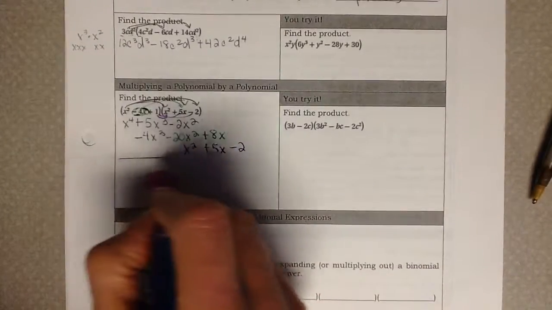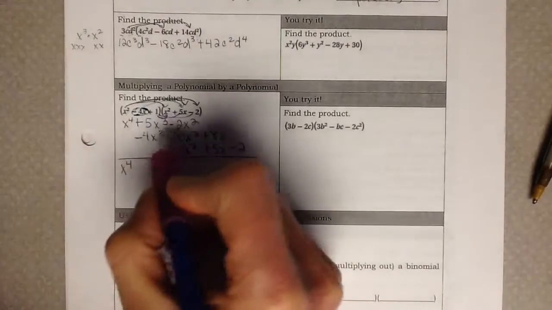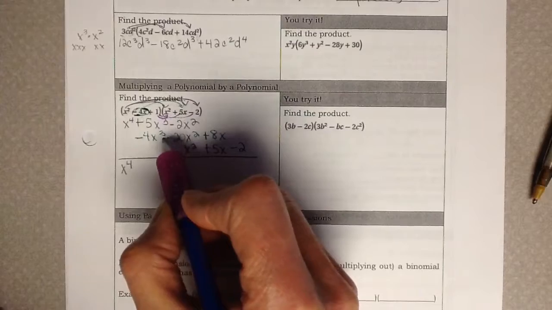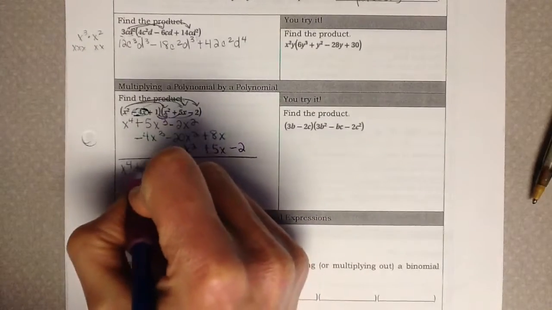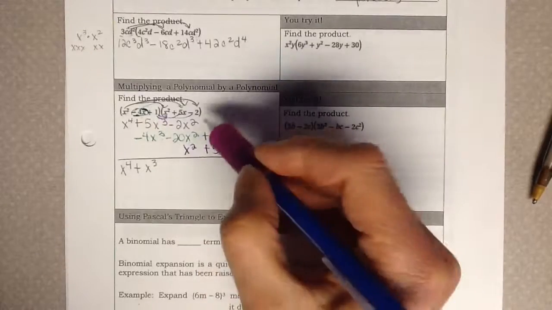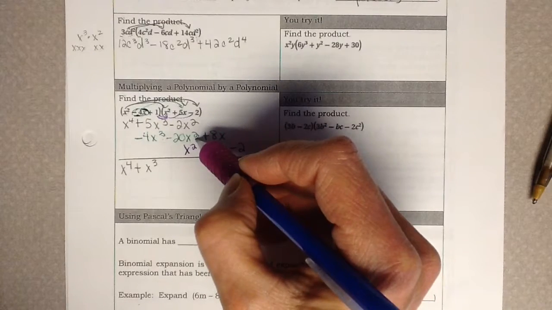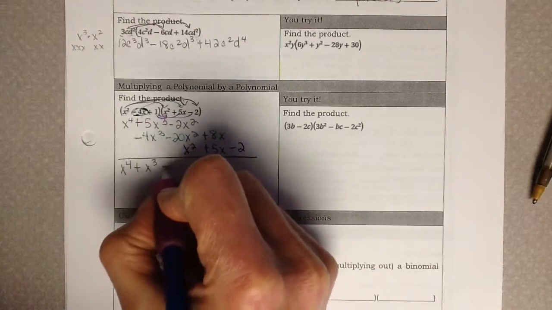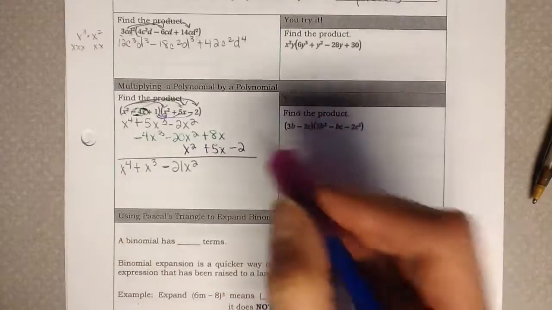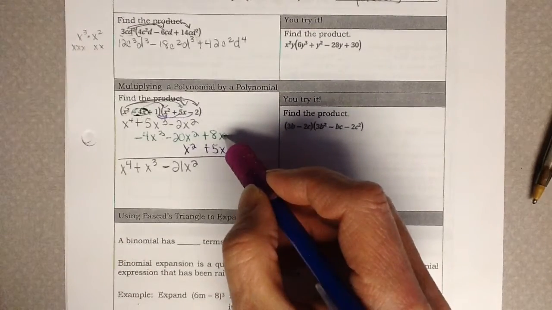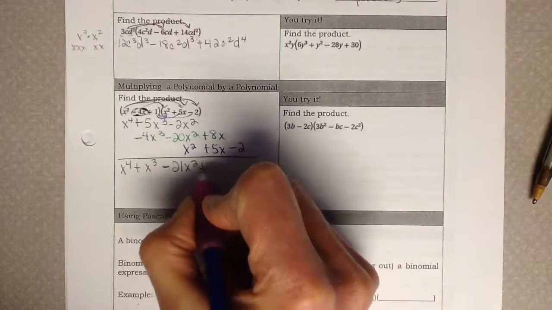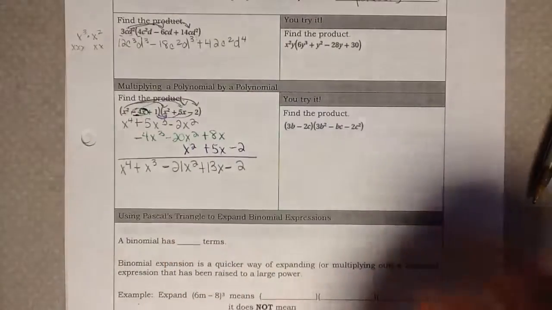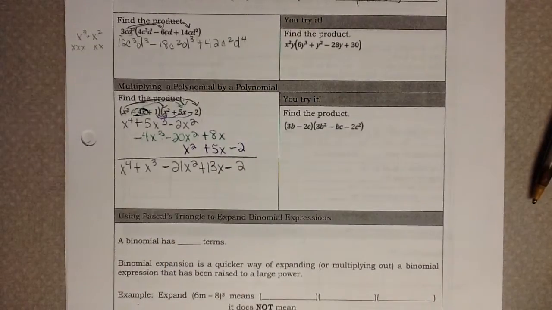All right, now when we add these, we're going to get x to the fourth. And this is a reminder from yesterday. You add the numbers, but you keep the exponents the same. So here this is going to be plus x cubed. And then we have a negative 2x squared minus 20x squared, so that's negative 22x squared plus an x squared. So that's going to be negative 21x squared. And then we're going to add the 8x and the 5x to give us 13x. And then we have minus 2. And there's your polynomial. Okay, you have one to try over to the side.